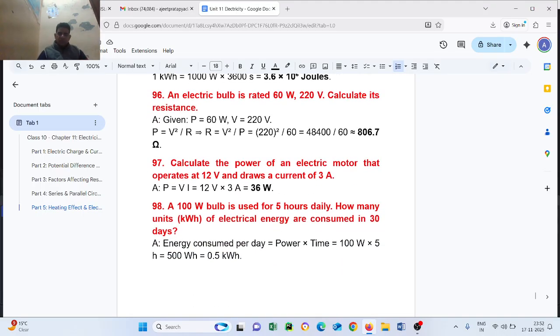Question number 97. Calculate the power of an electric motor that operates at 12 volt and draws a current of 3 ampere. P equal to V times I equal to 12 volt multiplied by 3 ampere equal to 36 watt.